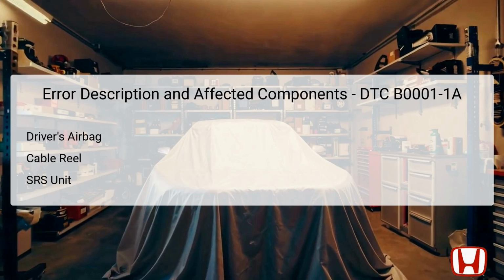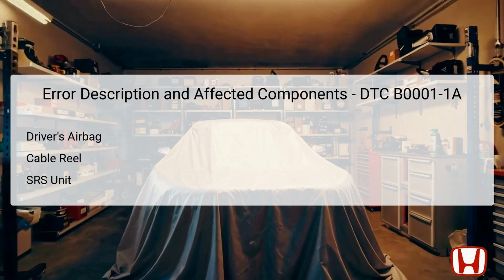The components affected by the DTC B0001-1A include the driver's airbag, the cable reel, and the SRS unit. The driver's airbag is responsible for inflating during a collision to protect the driver. It is typically located in the steering wheel. The cable reel, also known as the spiral cable, is situated beneath the steering wheel and maintains electrical connections while allowing the steering wheel to turn.